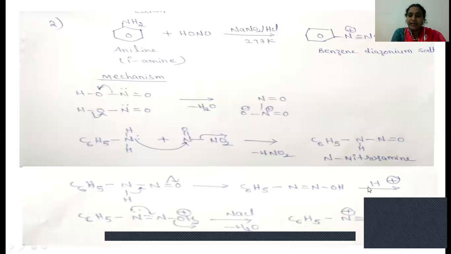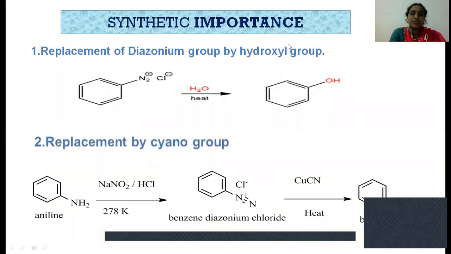Next, by reacting in the presence of the acid and in the presence of sodium chloride, finally it produces benzene diazonium chloride. So this conversion of aniline to benzene diazonium chloride is called the diazotization reaction. And in this diazotization reaction, the product is benzene diazonium chloride.